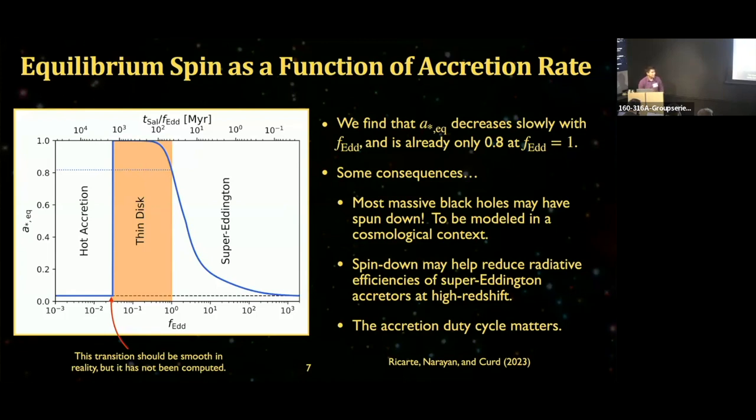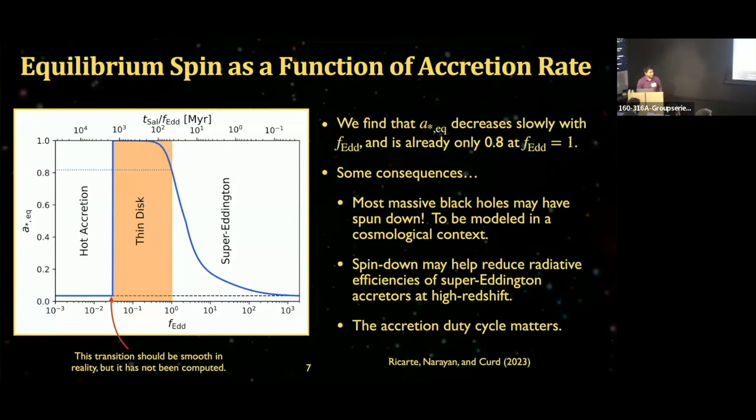So a few consequences of this. As I mentioned before, the most massive black holes in the universe may have spun down by the BZ effect, and this would be nice to model in a cosmological context. Spin down may also cause super Eddington seeds in the early universe to be at near zero spin, and maybe that'll help reduce their radiative efficiencies. Although at the same time, these are going to be powering strong jets. Not clear what'll win out in that case.